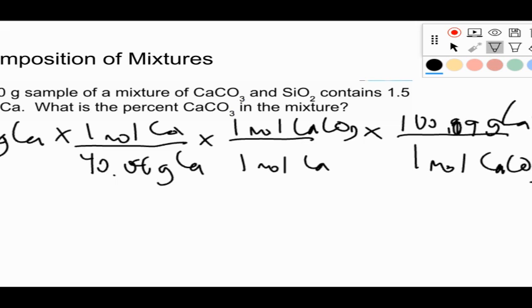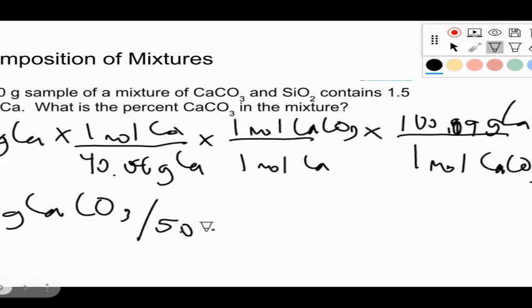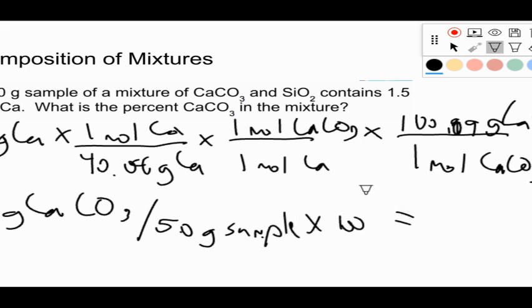And I need to round to 2 sig figs. So it ends up being 3.74, which will round to 3.7 grams of CaCO3 divided by my total sample, which is 5.0 grams of my sample, times 100. I need 2 sig figs because of 3.7 and 5.0, and it comes out to exactly 74, so 74% of CaCO3.